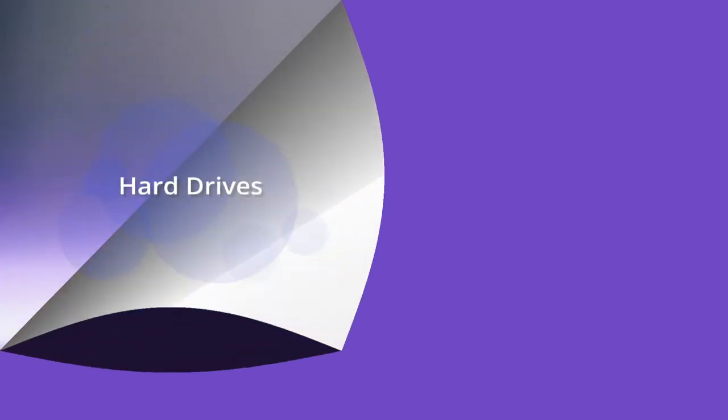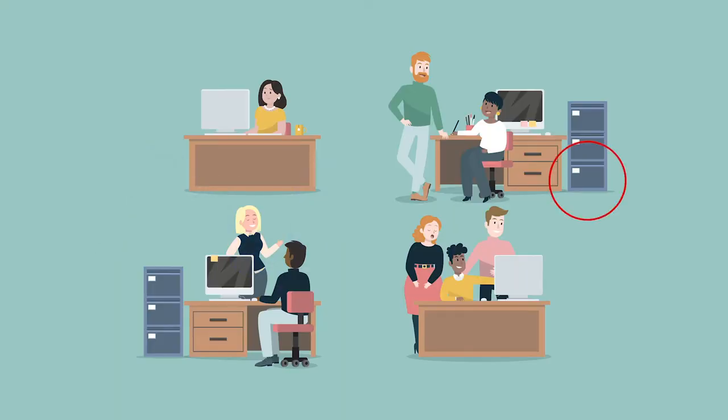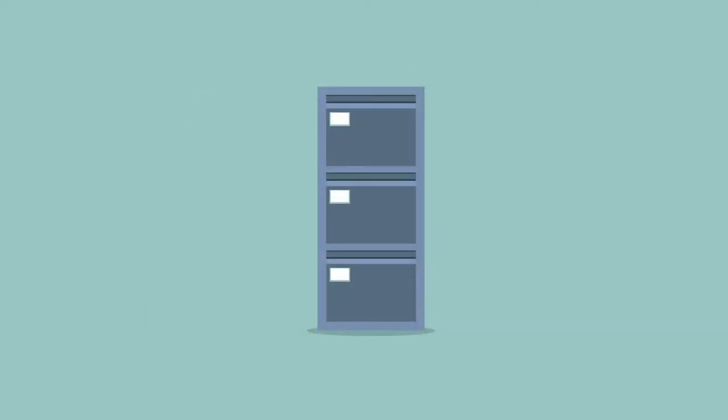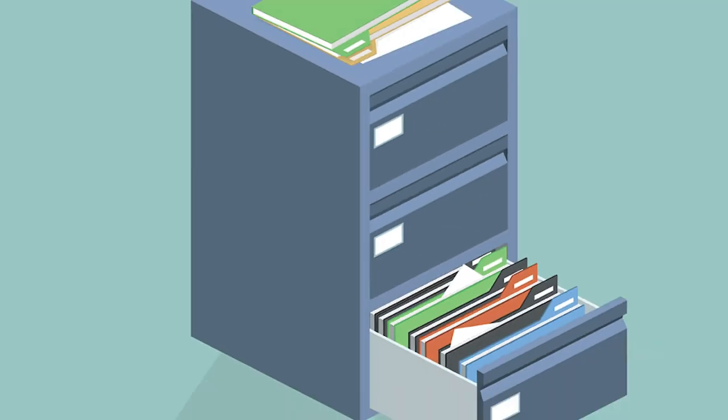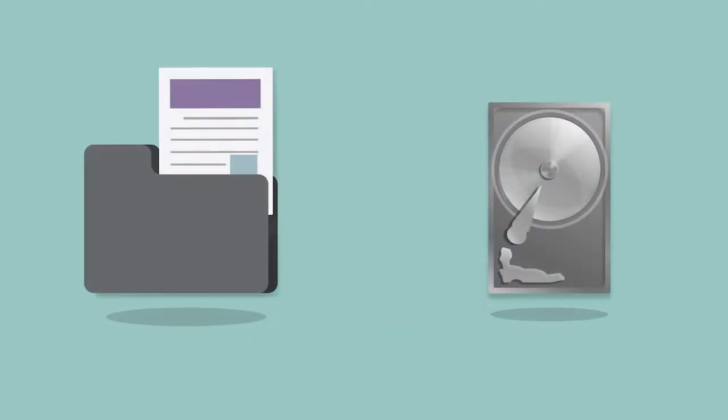Now for the main event, hard drives. A hard drive in a computer is like a filing cabinet in an office. In a filing cabinet, files are stored in a hopefully obvious organization system until they need to be accessed again. But in a hard drive, information is stored differently, and we'll get to that in just a moment.